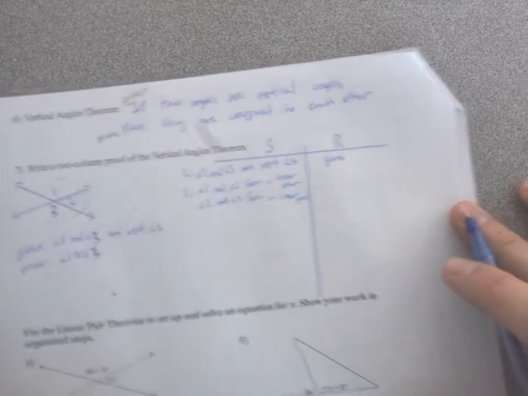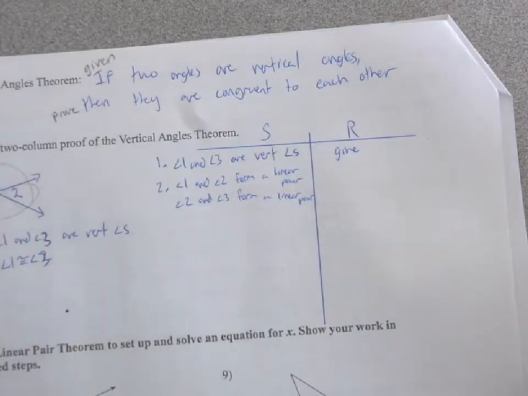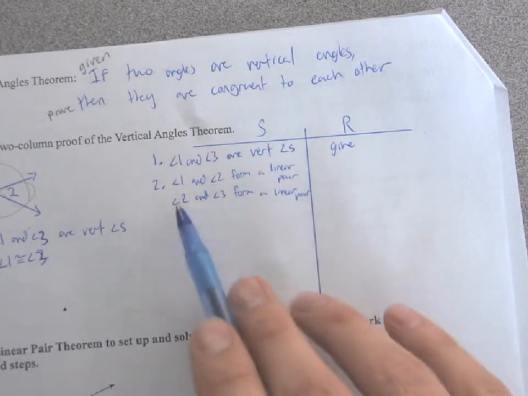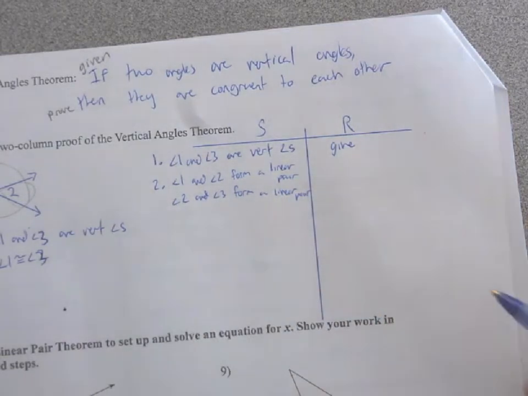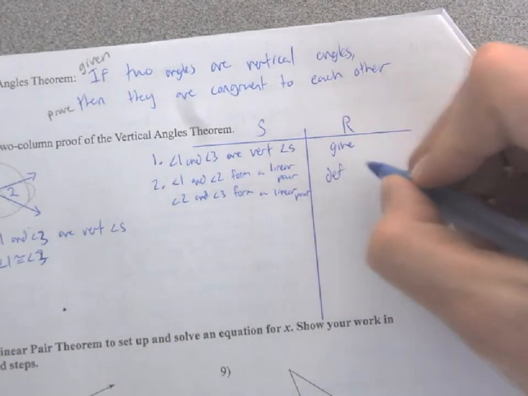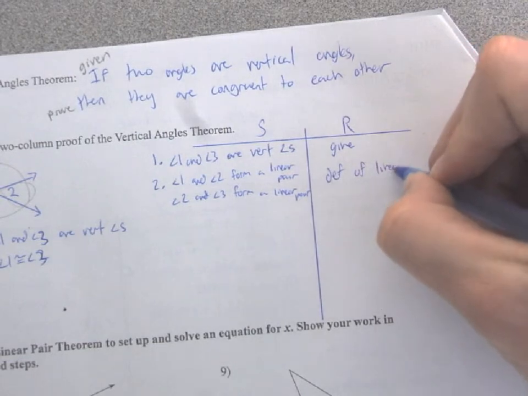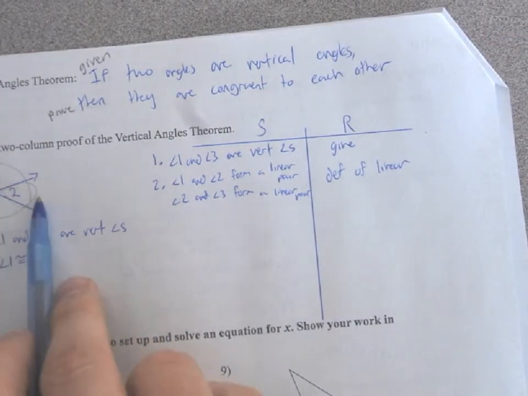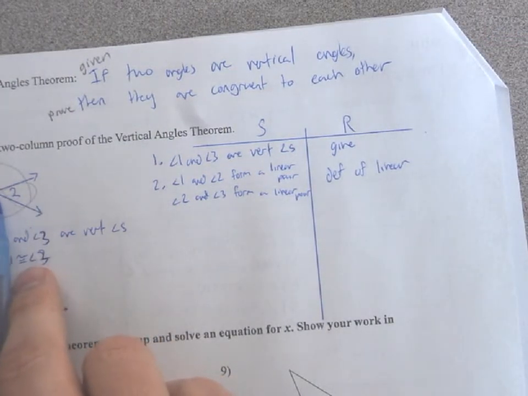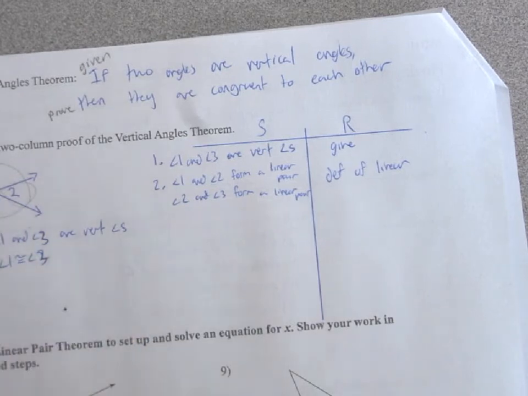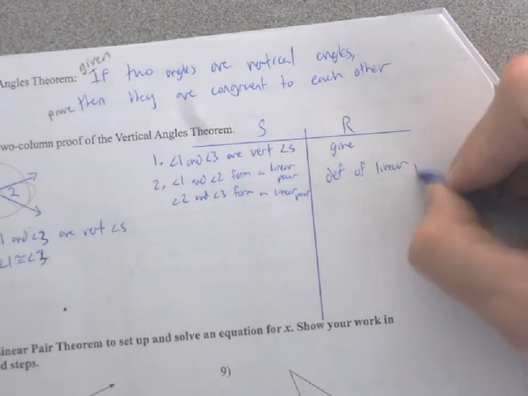And the justification there, get a little closer for you. So angle 1 and angle 2 form a linear pair. Angle 2 and angle 3 form a linear pair. That's just the definition of linear pair. We can see that these are two adjacent angles whose non-common sides form opposite rays.